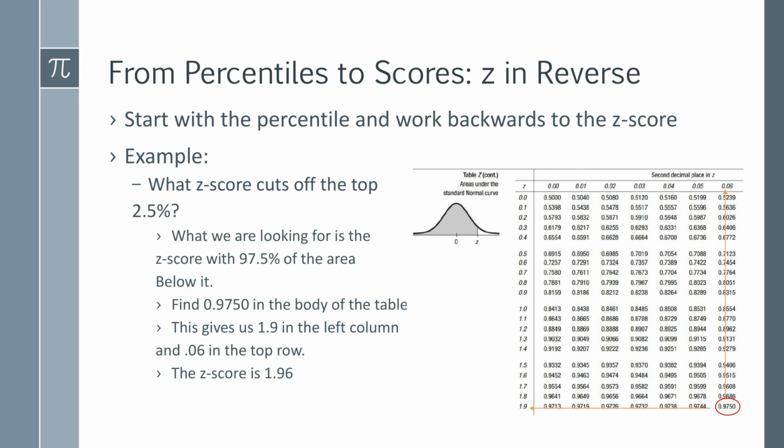In this example, we're going to work in just the opposite direction from the prior example. We're given the percentile, and we're going to find the z-score. The question is, what z-score cuts off the top 2.5%? What we're looking for is the z-score that has an area of 97.5% below it. So you go into the body of your table and find 0.9750. Take your finger and move it to the left, and that gives you the first two digits of your z-score, which is 1.9. Then take your other finger and move it all the way up to the top row, and that gives you your third digit of 0.06. So the z-score that cuts off the top 2.5% is 1.96.